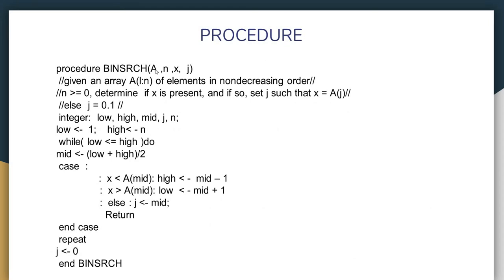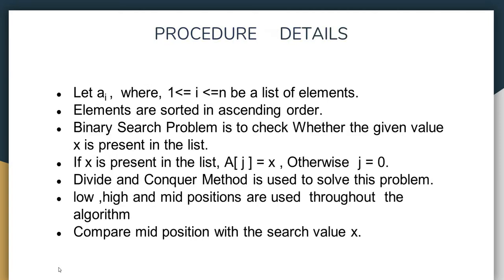Procedure for binary search. Binary search parameter list A, N, X and J. Low, high, mid, J and N are variables declared as integer data type. Low equal to 1, high equal to N. While low is less than or equal to high, do. Mid equal to (low plus high) divided by 2. Case structure. Case value 1, x is less than A of mid: high equal to mid minus 1. Case value 2, x is greater than A of mid: low equal to mid plus 1. Else J equal to mid, return, end case. Repeat. This process will be repeated until this while condition is false. J is assigned 0 in binary search.